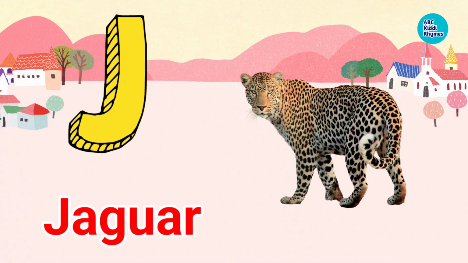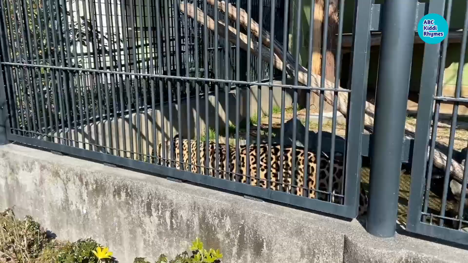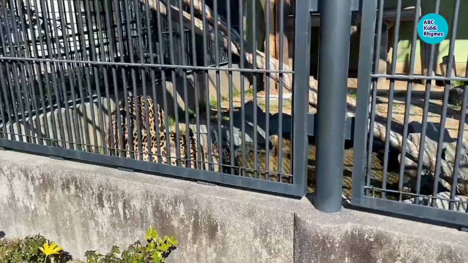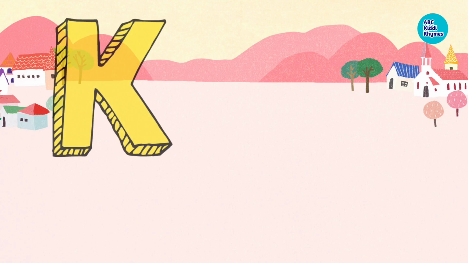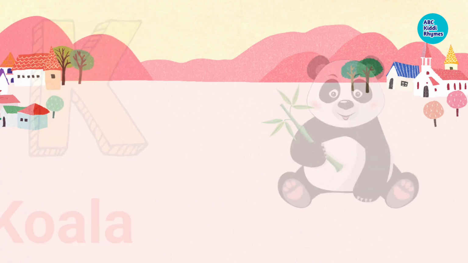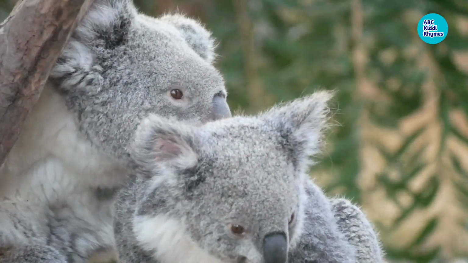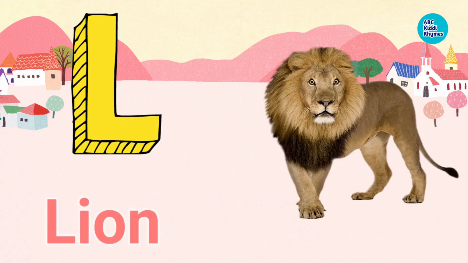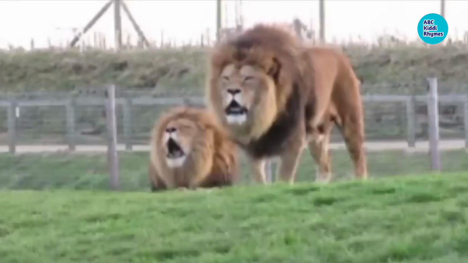J for jaguar. Jaguar means tendua. K for koala. Koala means koala. L for lion. Lion means sher.